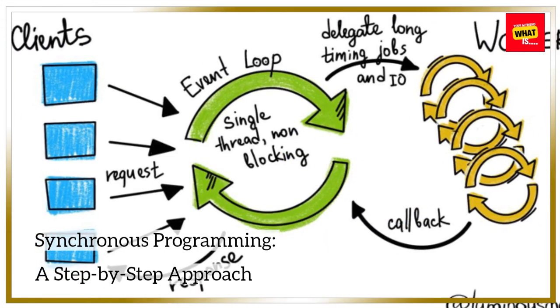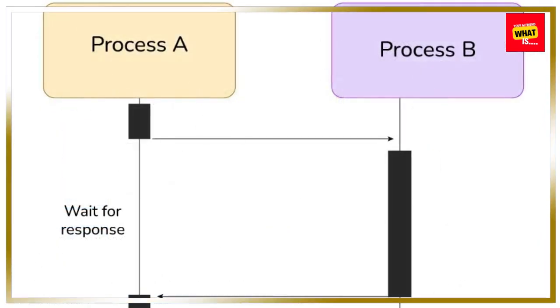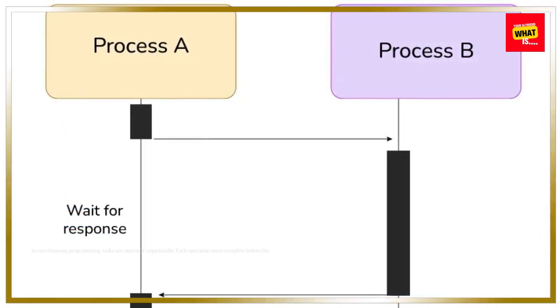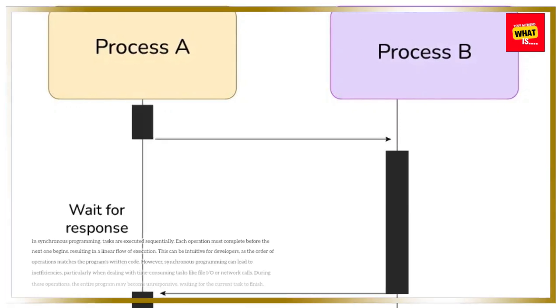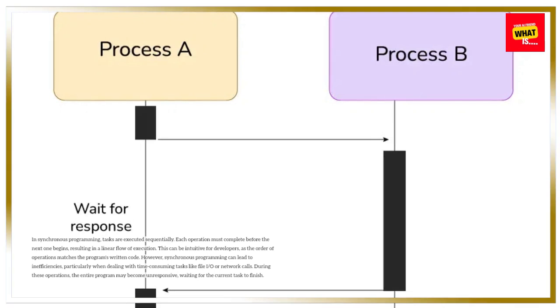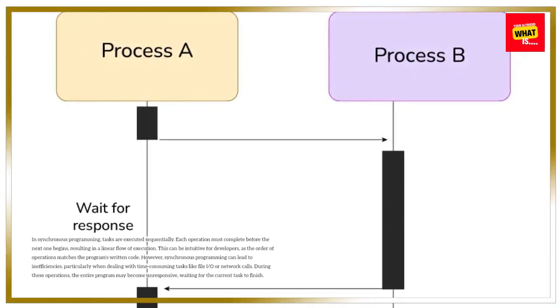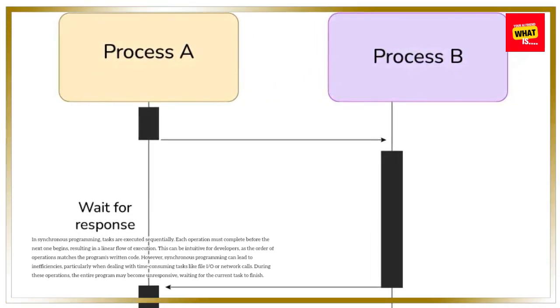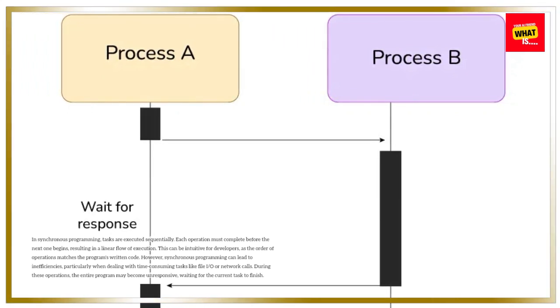Synchronous programming, a step-by-step approach. In synchronous programming, tasks are executed sequentially. Each operation must complete before the next one begins, resulting in a linear flow of execution. This can be intuitive for developers, as the order of operations matches the program's written code.